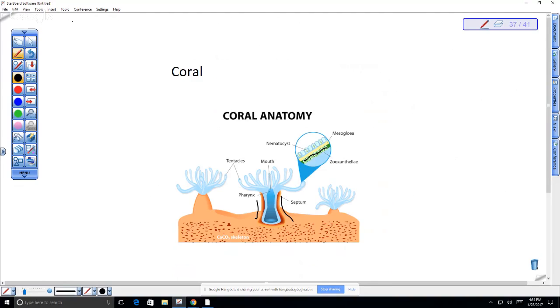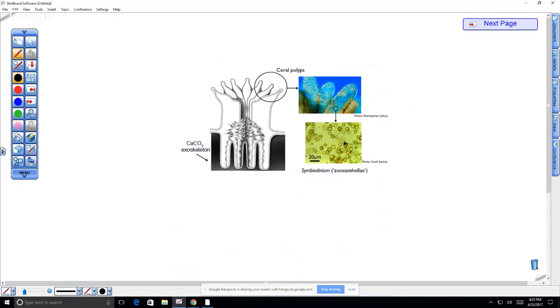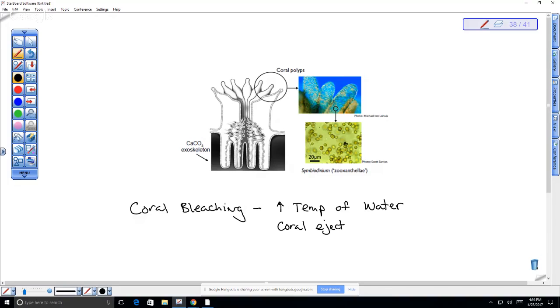Now, one of the problems that we've seen in recent years, and you might have heard about this in terms of the Great Barrier Reef, is what is called coral bleaching. This is specifically due to increased temperature of water, and this is believed to be related to climate change. It causes the coral to eject their algae, and this causes a temporary loss of color.